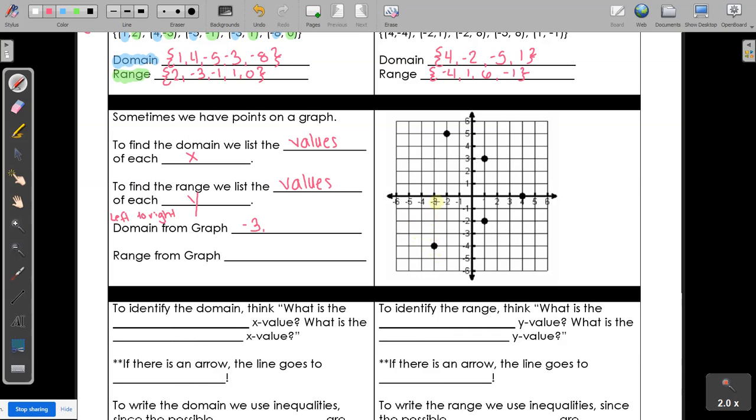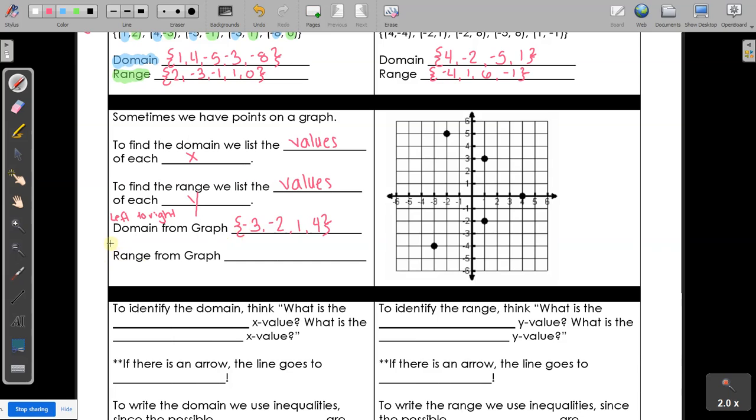The next point we come to is right here, and that x value is -2. Then, as we go across, we have 2 points on the same x value of 1. So we just list 1 once. And then we have an x value of 4. Put squiggly brackets around it.